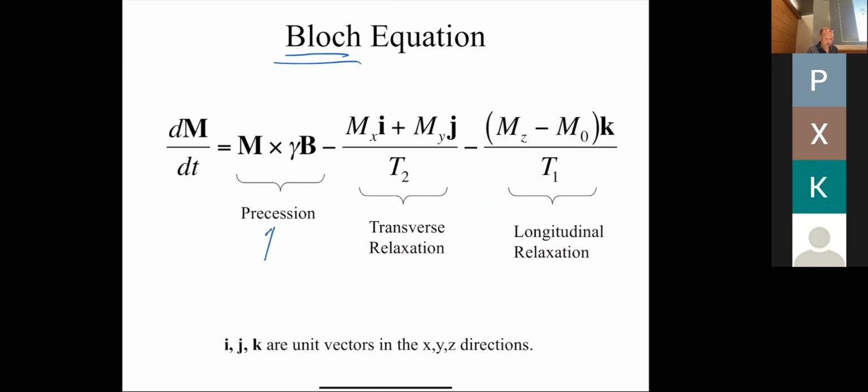So remember, this is precession. This means that magnetization precesses around any B field that's there. This is the transverse relaxation. This is looking at the i and j hat components of the magnetization in the transverse plane. So that's just the T2 decay. And this is just the longitudinal relaxation, things going back towards equilibrium.